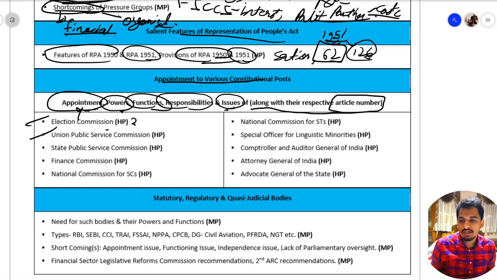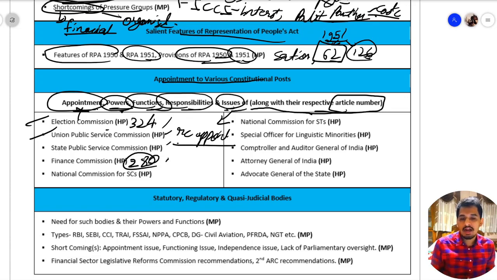Say for the Election Commission the article number is 324, for the Finance Commission the article number is 280. The issue may be that the members of the Finance Commission can be reappointed. So this is one of the issues. So for each and every body, you should know about appointment, power, functions, responsibility, issues along with their article number.